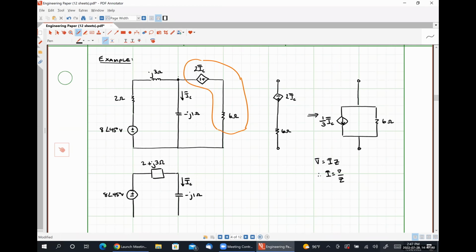That's connected between this node and this node, which is the same as this node and this node. So I'm going to have 1/3 IC here. And 6 ohms here. And let's see, what will I have to do now?